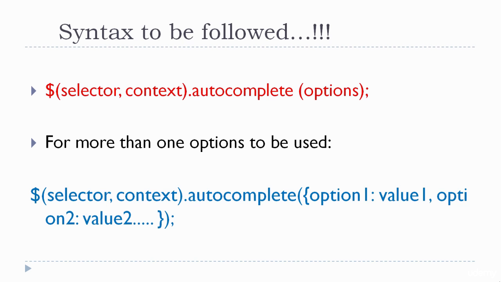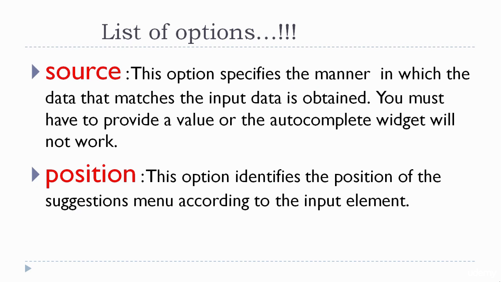So the second part is, if you want more options, then you can use $(selector, context).autocomplete(option1: value1, option2: value2), until n options and n values you can enter. Now here is the list of some options which we can use. Source. This option specifies the manner in which the data that matches the input data is obtained. You must provide a value or the autocomplete widget will not work.